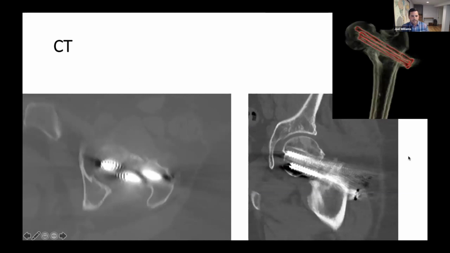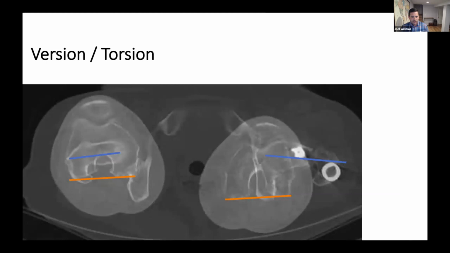A CT scan can be used to confirm the diagnosis if necessary, but it's also useful for preoperative planning, seeing what bone stock's available, and assessing the femoral version or torsion. And just for clarity, version typically refers to the amount of twist that's in the femur above the lesser trochanter, and torsion refers to the entire amount of twist that's in the entire femur, typically below the lesser trochanter.